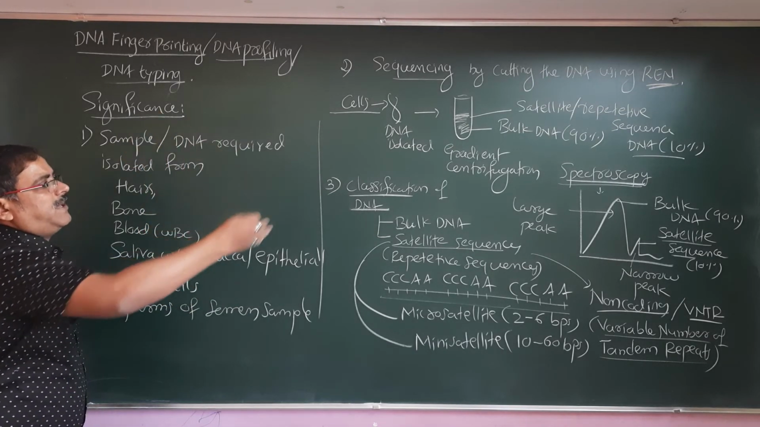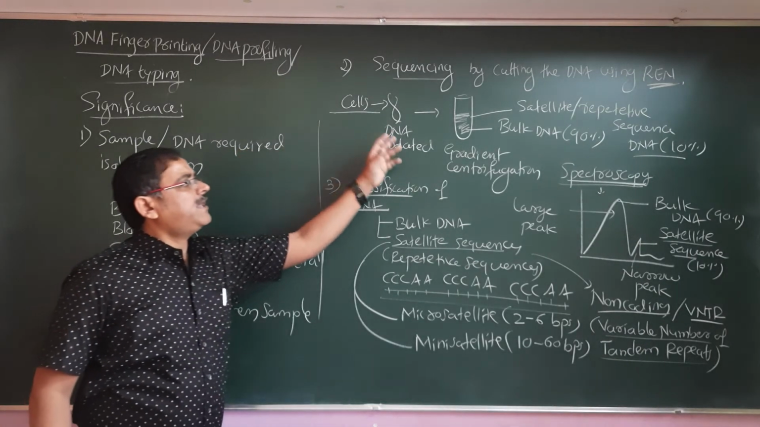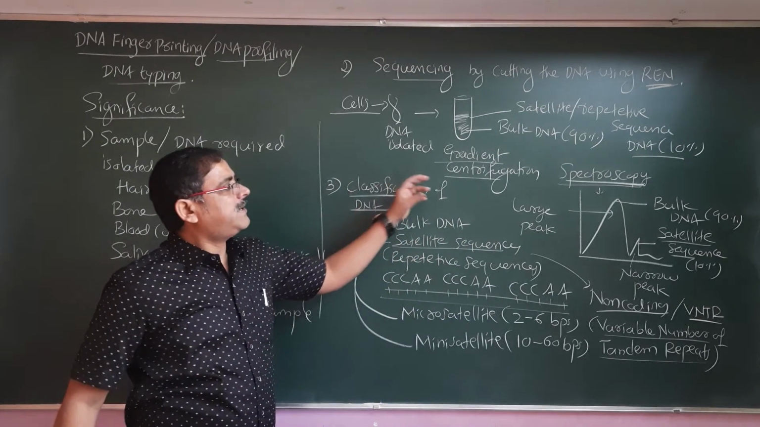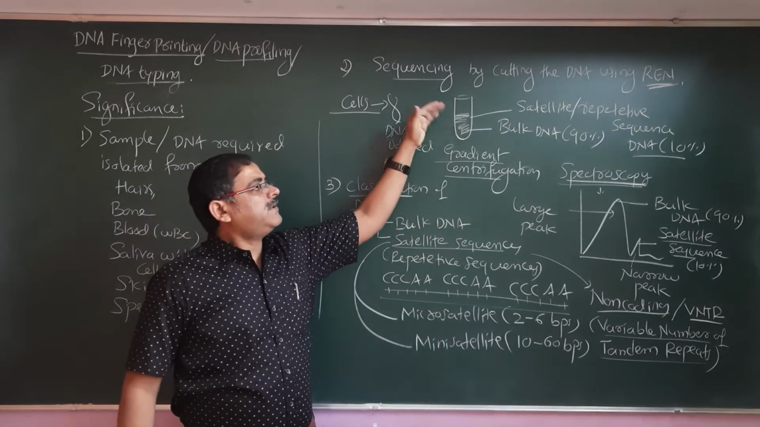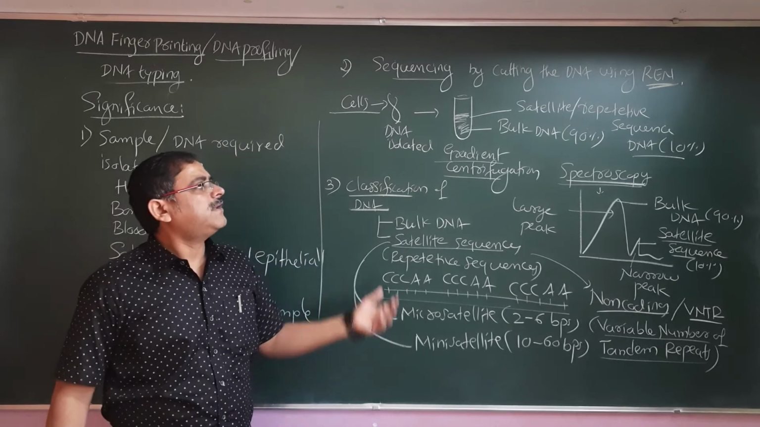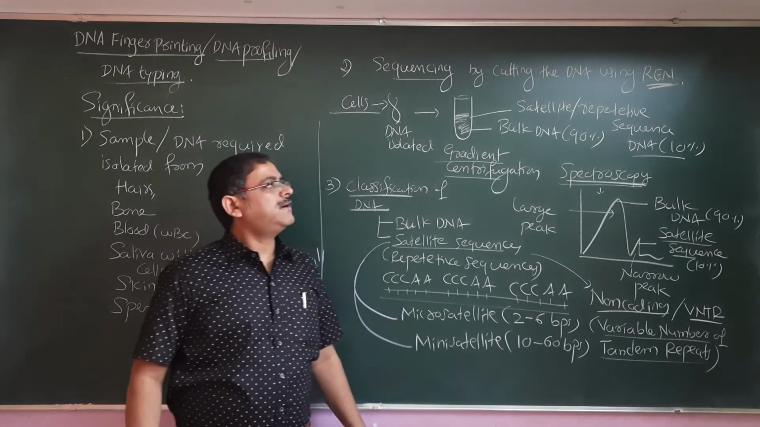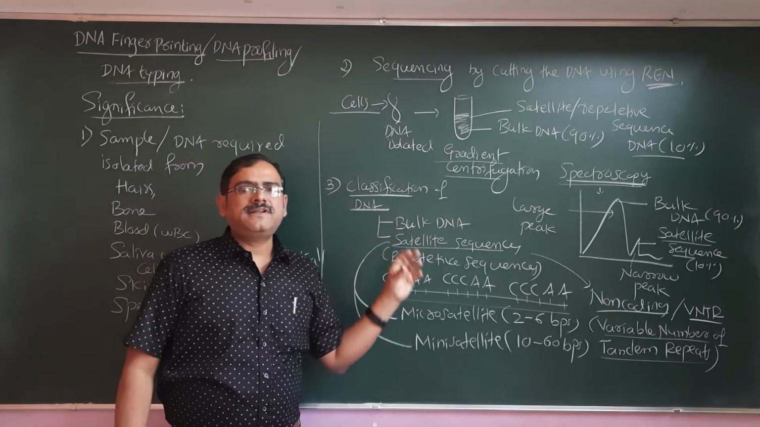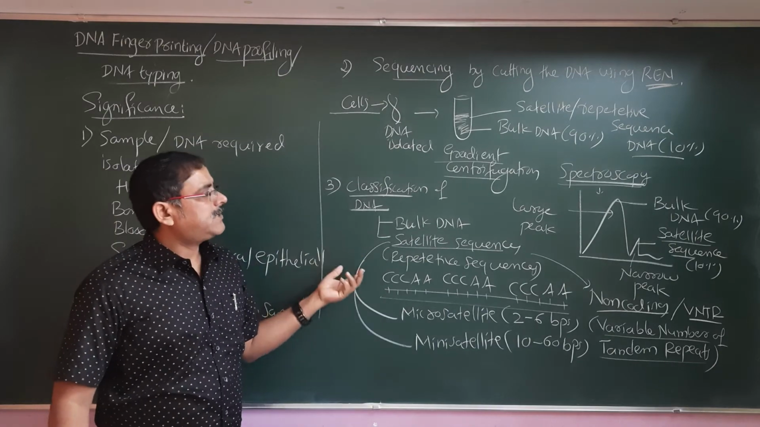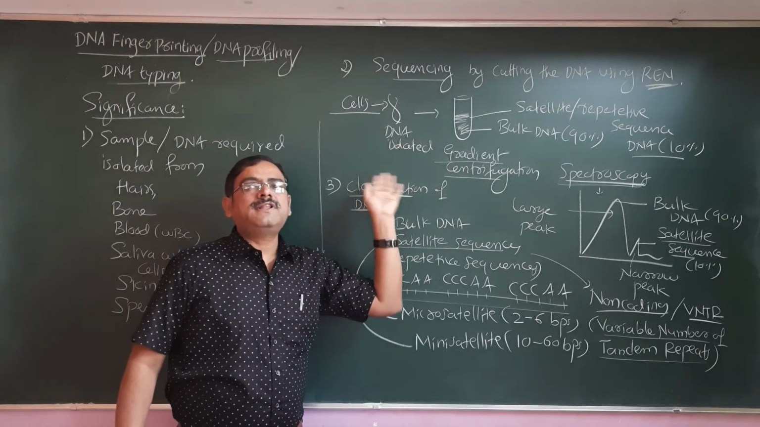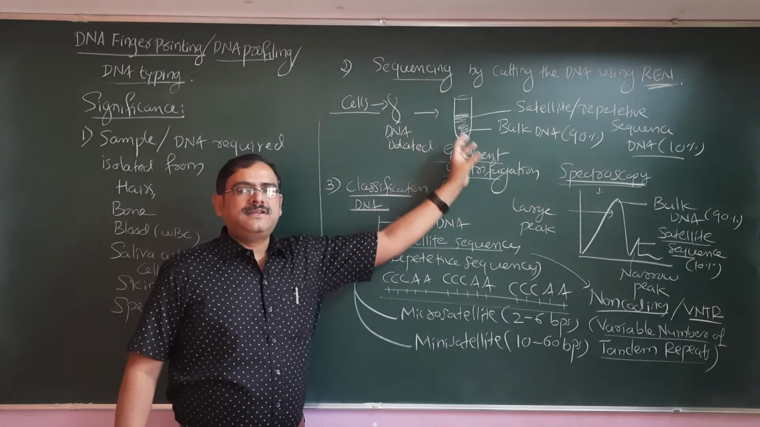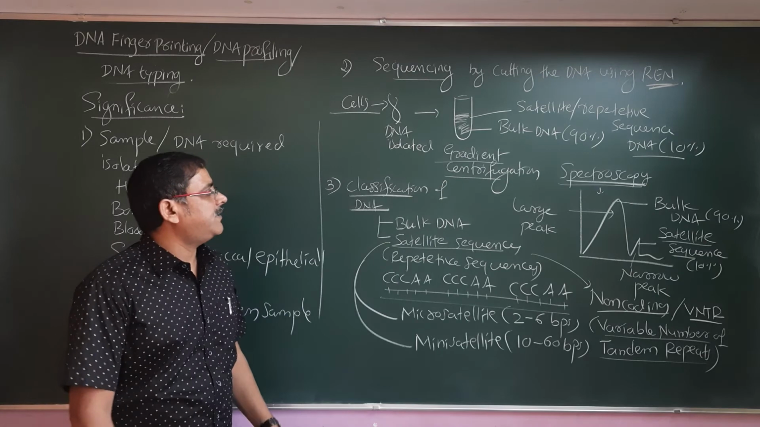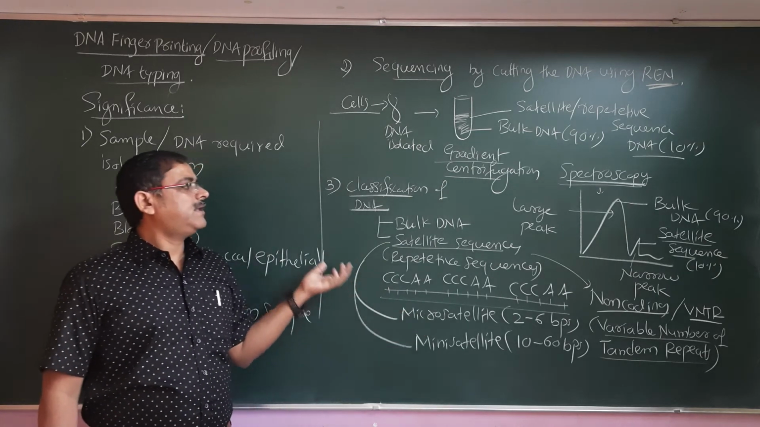If we are isolating DNA from a cell, we apply a gradient centrifugation method. When we rotate it, whatever the content, under centrifugal force we find the DNA settling at different layers. We find 90% is bulk DNA, and satellite DNA is also there. The 10% is satellite DNA, which is our interest, because when restriction endonuclease cuts the DNA, the smaller repetitive sequences are light, so they float and can easily be collected. Thus the DNA can be bulk DNA or satellite DNA.